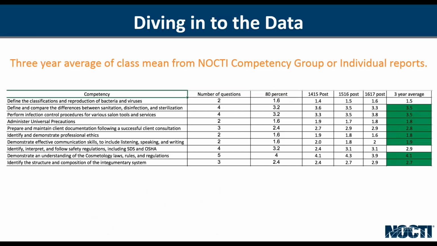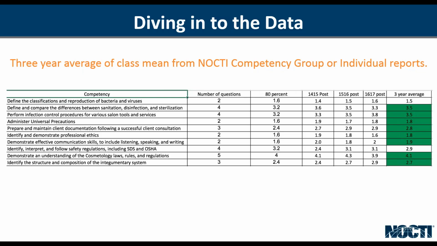Now, NOCTI tells you how many questions they ask, and then I actually put together just a little table that shows you, okay, what would 80% of that look like as a class mean? And 80% of 2 would be 1.6. All you have to do to figure out the second column is take the number times 8 and put a dot between the two numbers, and you're good.